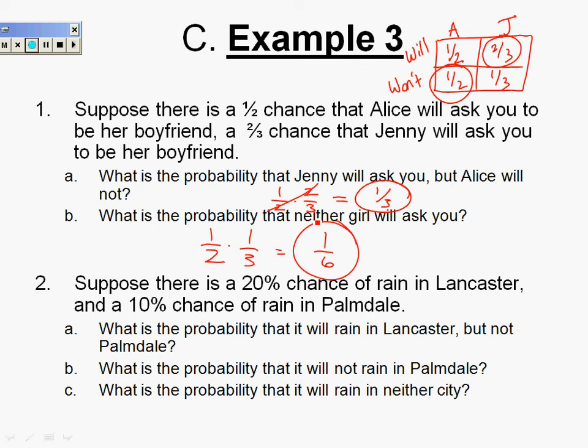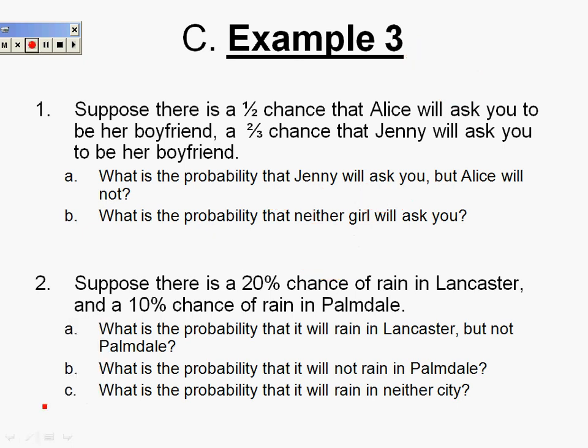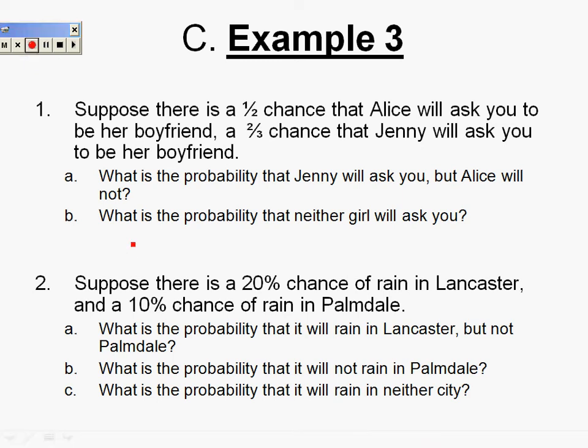Okay, let's go ahead and look at number 2. Number 2 is different because there's percentages in there. Number 2, suppose there's a 20% chance of rain in Lancaster and a 10% chance of rain in Palmdale. So I'm going to start with my box. So we have Lancaster, we've got Palmdale, we have will, and we have won't, as in it will rain or it won't rain.